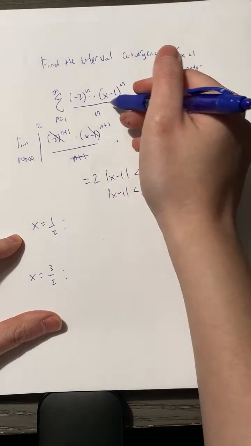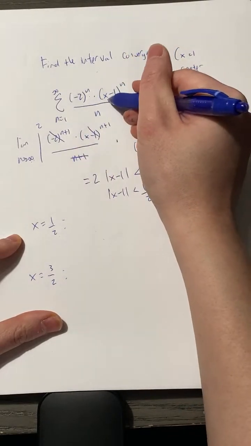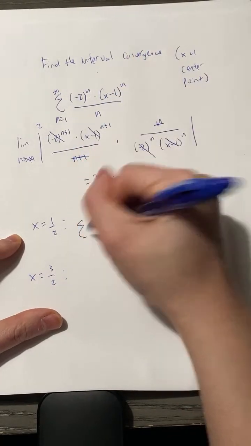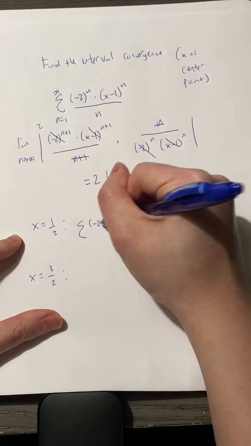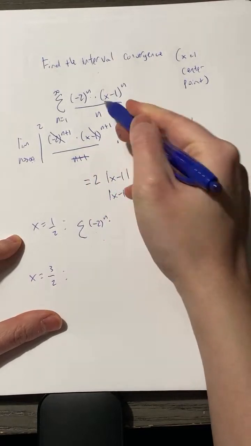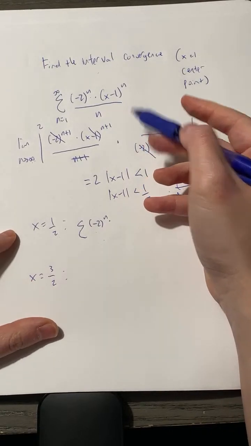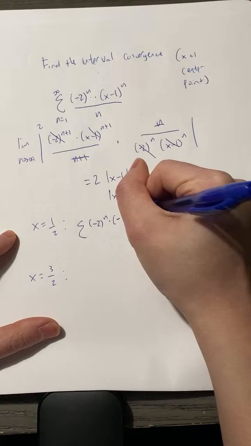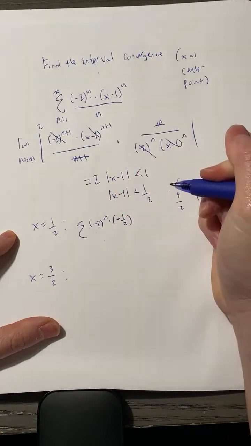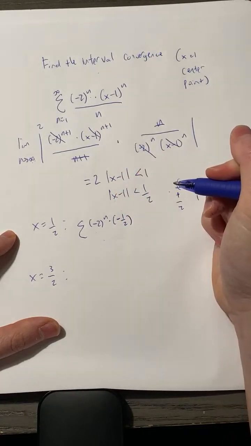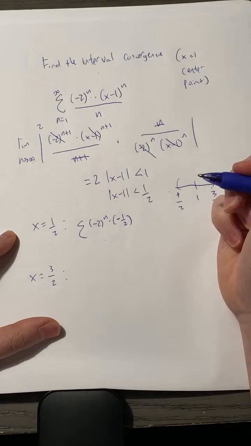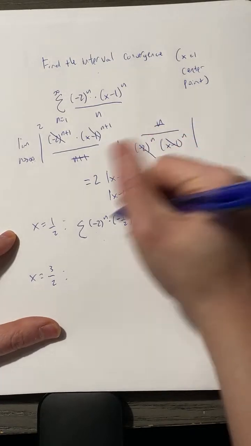So I'm going to plug in 1/2 here. Again, you plug it in for x. So let's do that real quick. Not for n. Negative 2 to the n times 1/2 minus 1 is negative 1/2, I believe, right? So that would be negative 1/2. Am I doing this right? I think I am. Yeah. Over n.